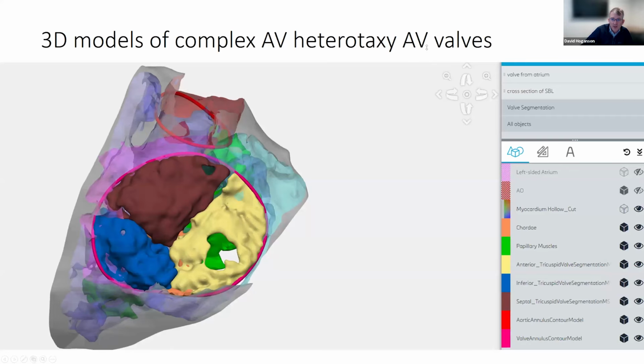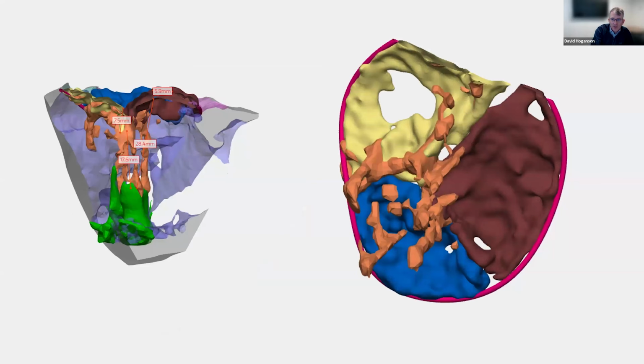So this is a 3D model of a patient with heterotaxy who has a very complex valve. And what we're looking at here are 3 leaflets of one of the valves. You can see here in brown and yellow and in blue, the 3 different leaflets or components of the valve that will open. And we're able to create these detailed models that help us understand how the valve is not working perfectly, and then what steps need to be taken to repair the valve.